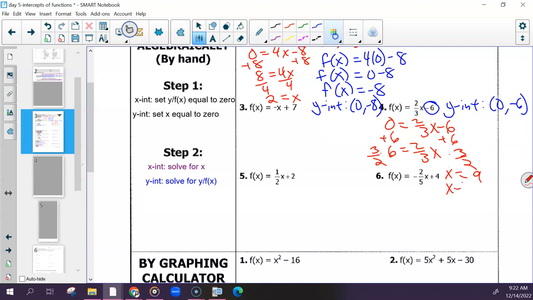So then how would we write that x-intercept? Do we have any questions on that one?